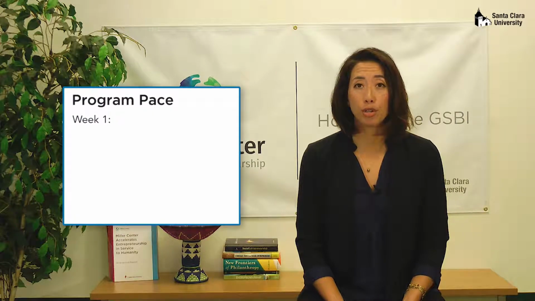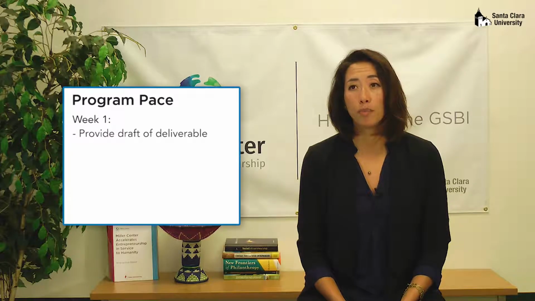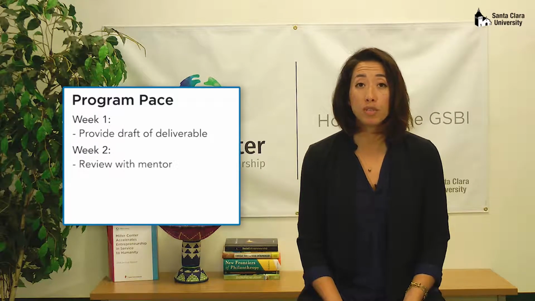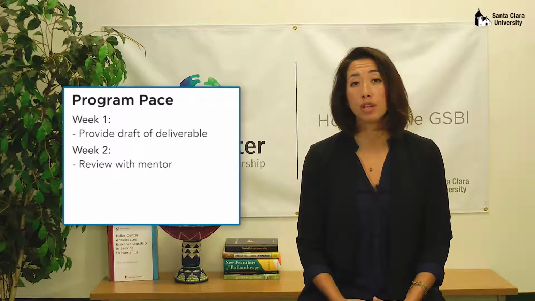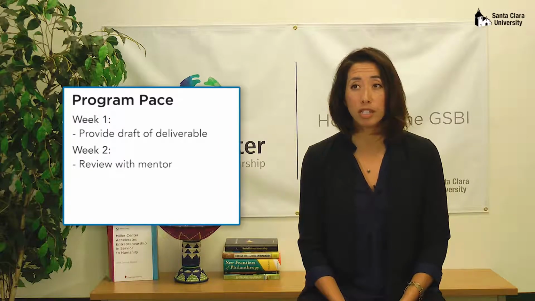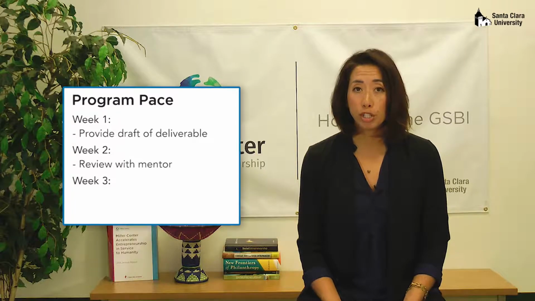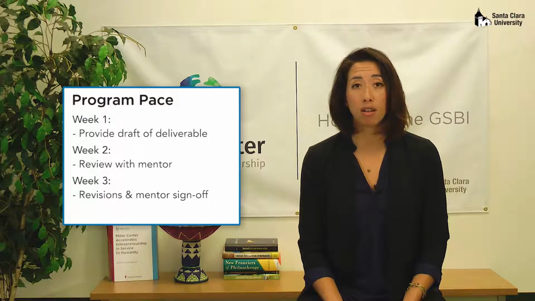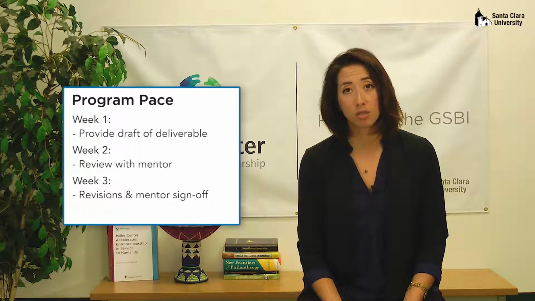So the pace that's worked very well for entrepreneurs and mentors in the past follows this process. The first week, the entrepreneur provides a draft of the deliverable. The second week, the mentor reviews it, and the mentor and the entrepreneur review that on your call together. And in the third week, revisions have been made and the mentor signs off on the module, and you move on to the next one. Each of the modules are approximately 3 weeks apart, and so this pacing allows for some nice breathing room in between each of these milestones.